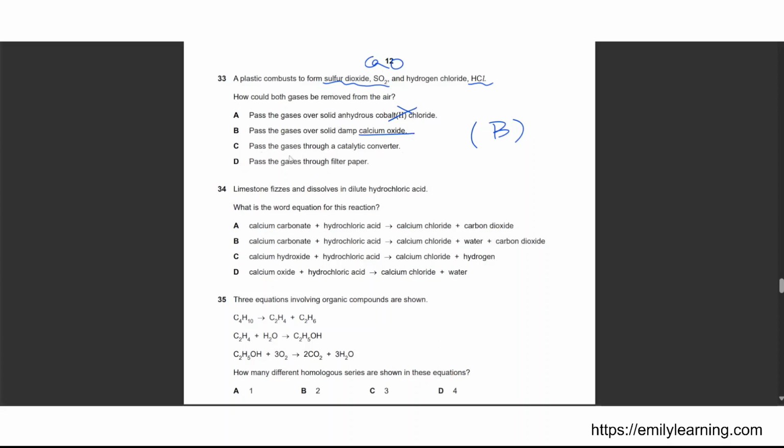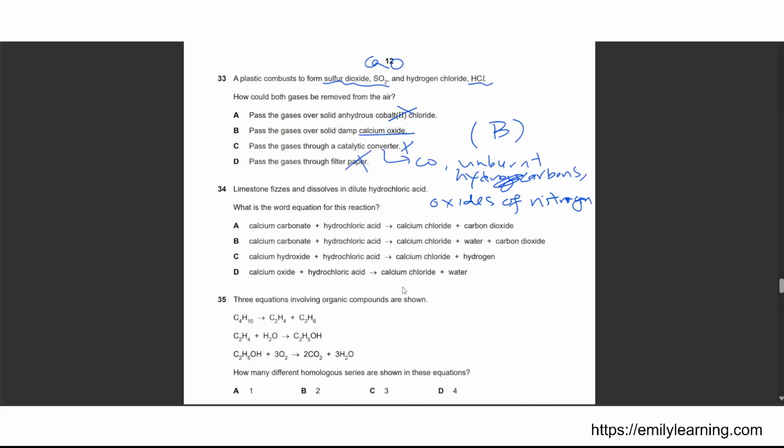For C and D, the catalytic converter does not have any effect on sulfur dioxide or hydrogen chloride. They only help to remove CO, unburnt hydrocarbons, and also your oxides of nitrogen. No impact on sulfur dioxide and hydrogen chloride. So you need to remove them by reacting with something alkaline. Pass the gases through filter paper? They are all gases, so they will pass through the filter paper.